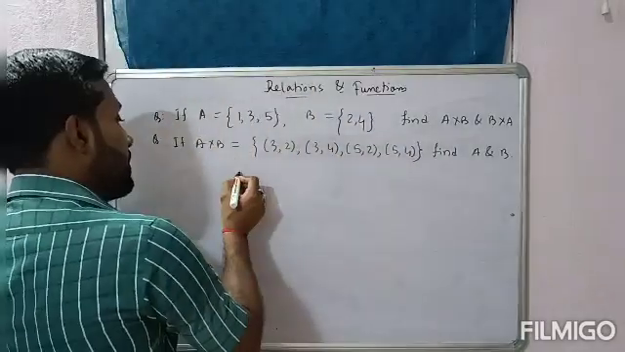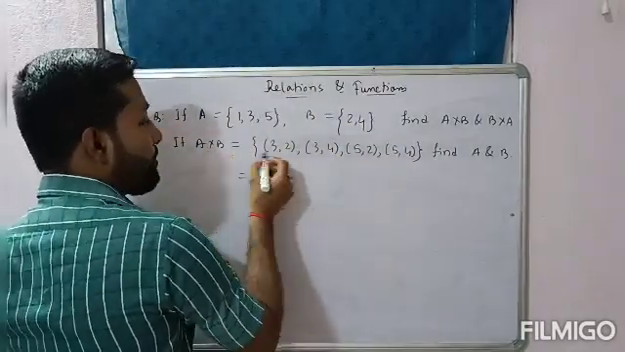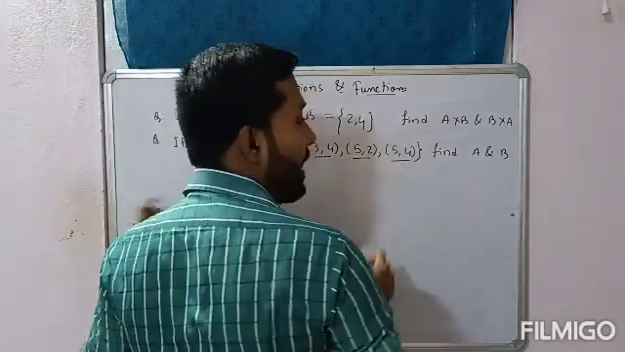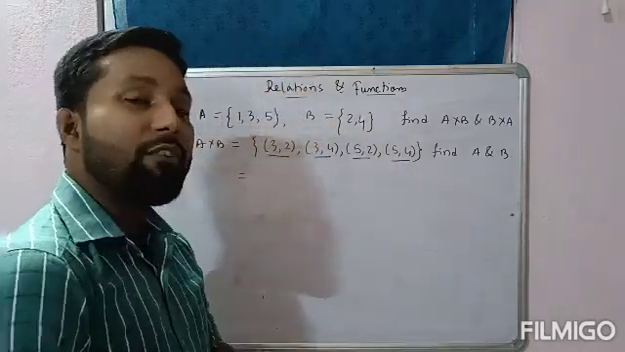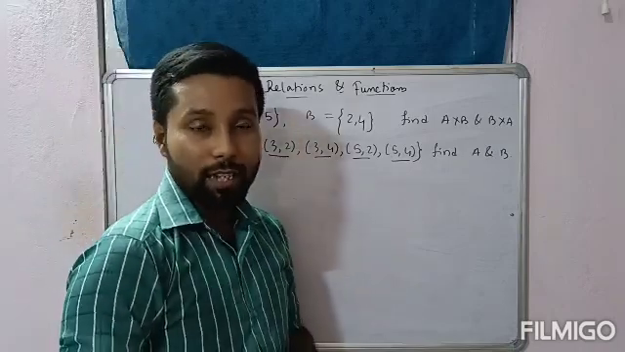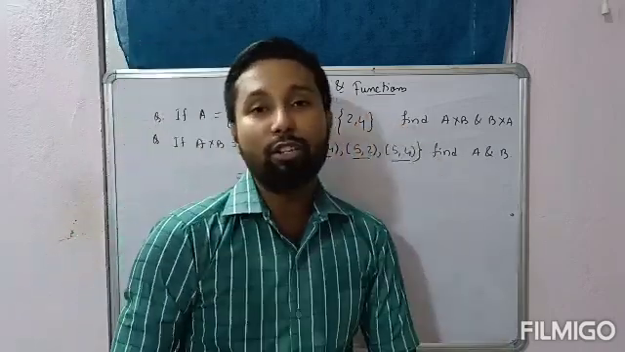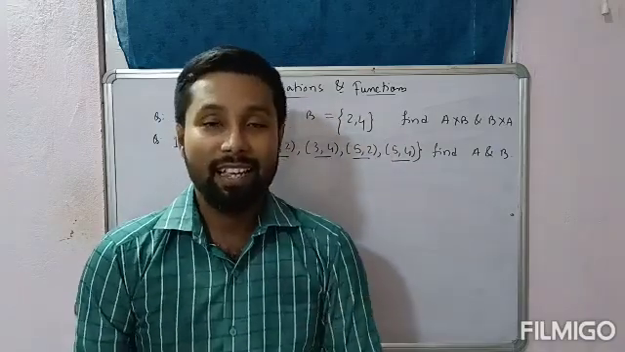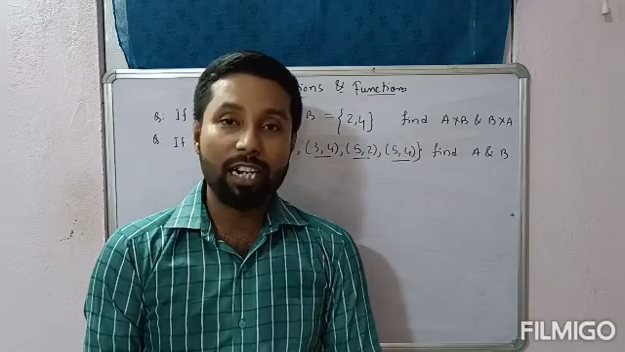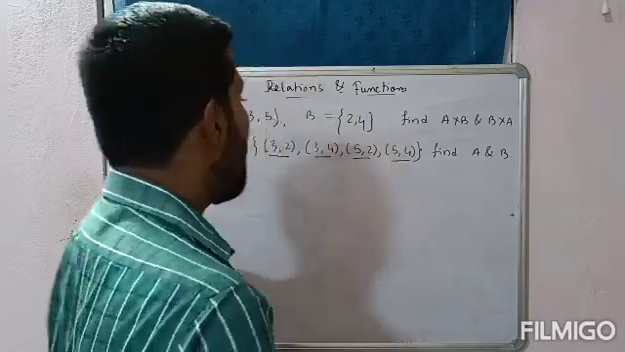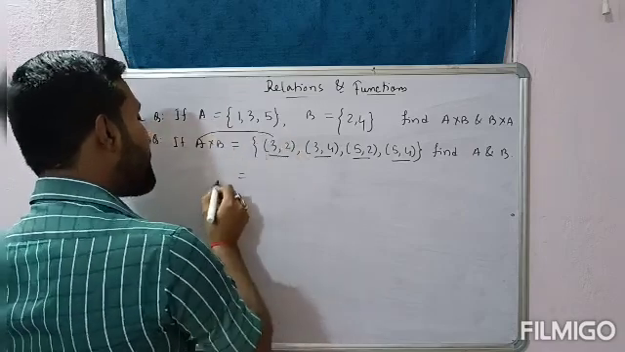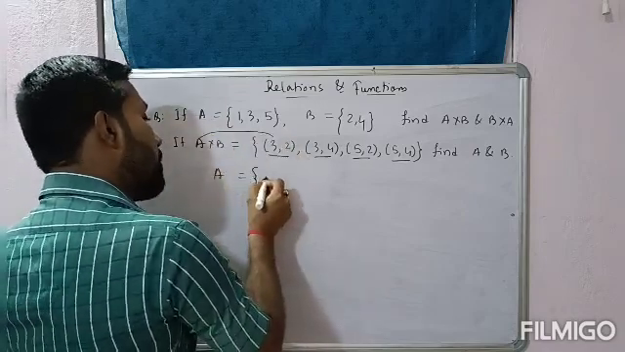Okay, so look here. A cross B is equal to 3 comma 2, 3 comma 4, 5 comma 2, 5 comma 4. Now as per the definition of Cartesian product, the first component of the ordered pair belongs to the first set. So in this ordered pair, the first component is 3. So 3 belongs to the first set. So in A, one element is 3.